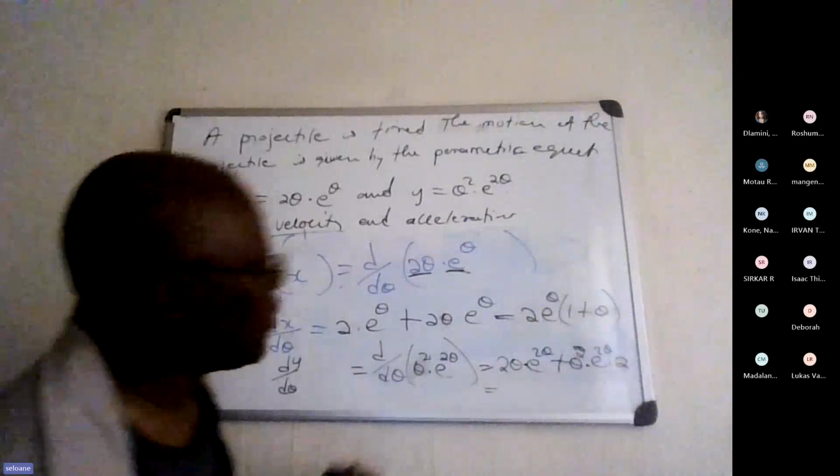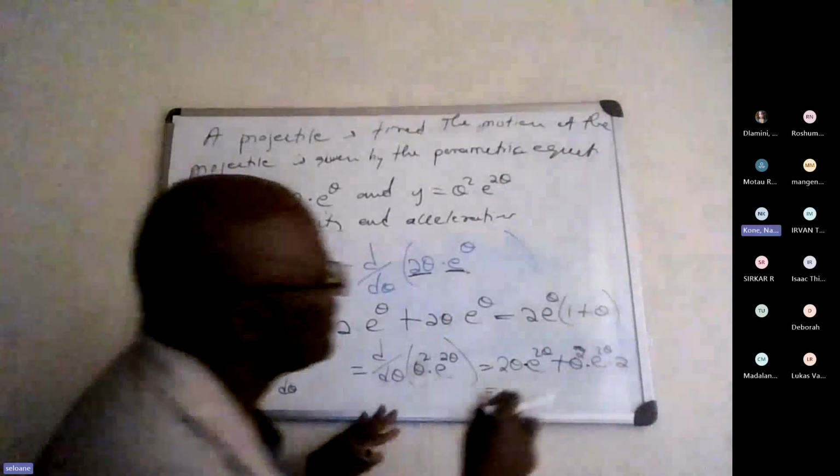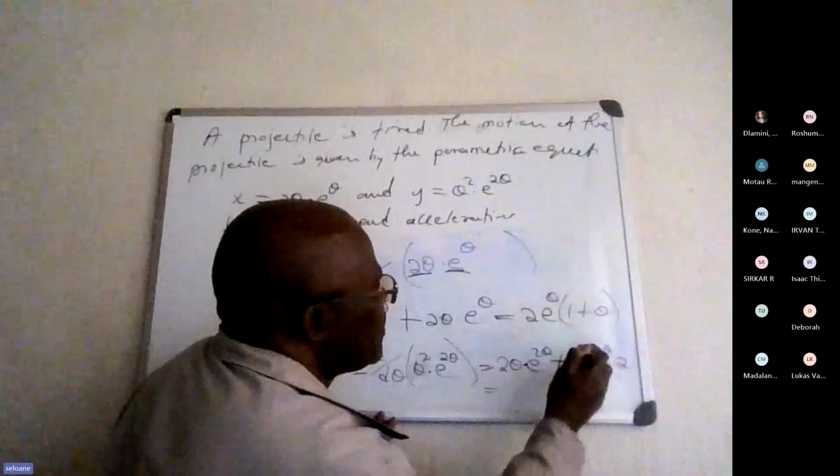Or is it what you are going to say, Kone? Okay, perfect. Yes, sir. Okay, this is squared.